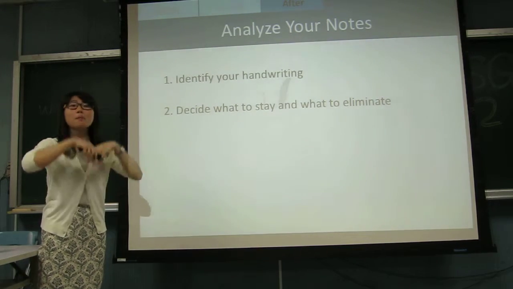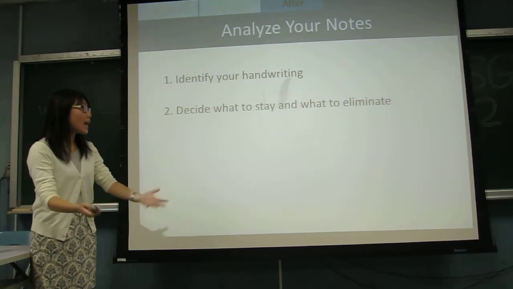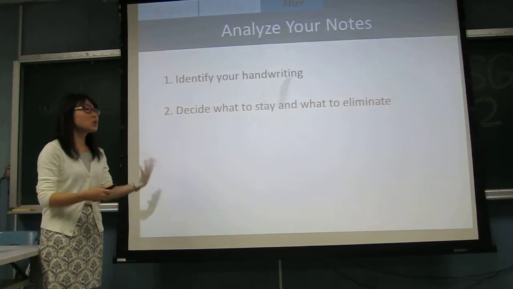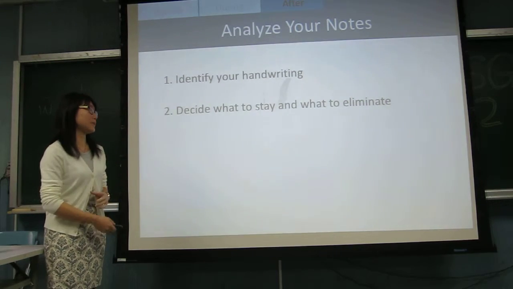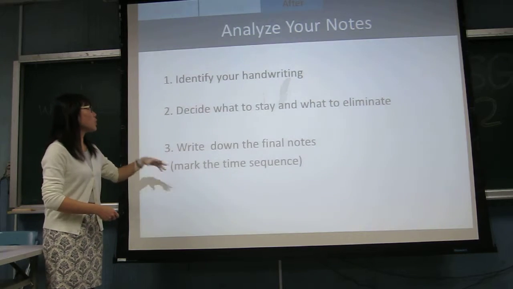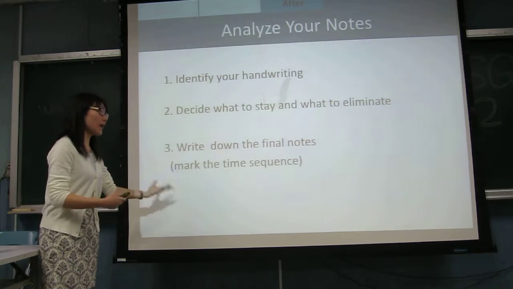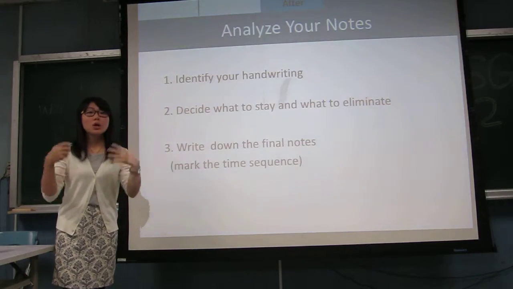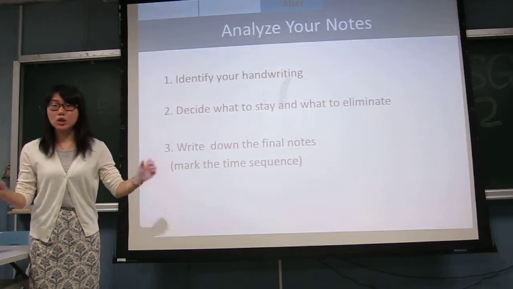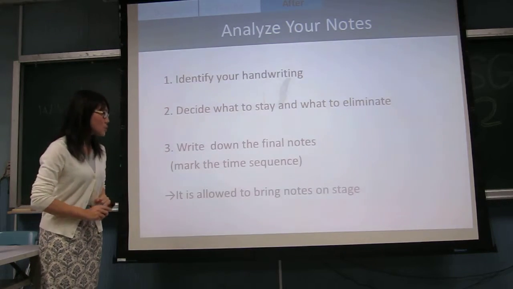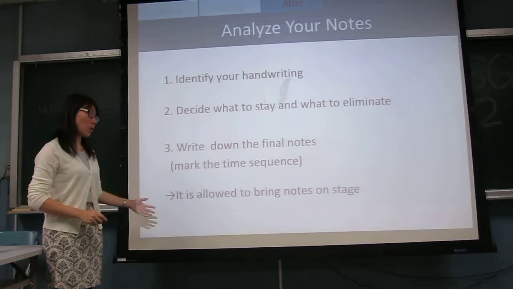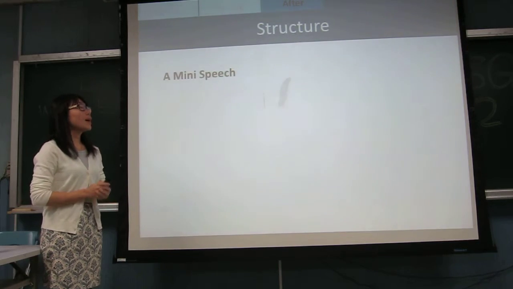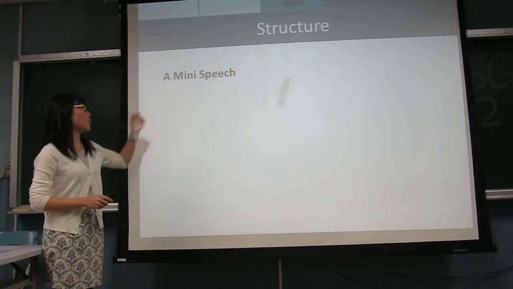That is, you may have plenty of ideas to say. However, you only have limited time, 2 to 3 minutes. Therefore, choose some key points that you would like to tell us. After knowing what you're going to say, you can write down your final notes and mark the time sequences. Mark what you're going to say from the beginning to the end of your evaluation. And in Toastmasters meetings, we are allowed to bring notes on stage. Then I'll move on to the structure of your evaluation.